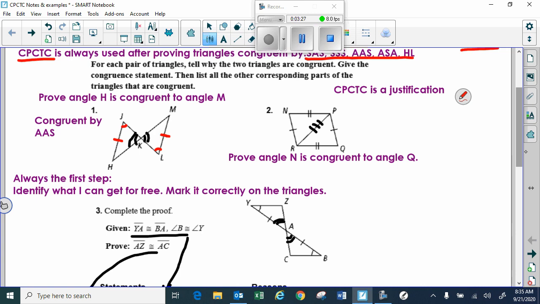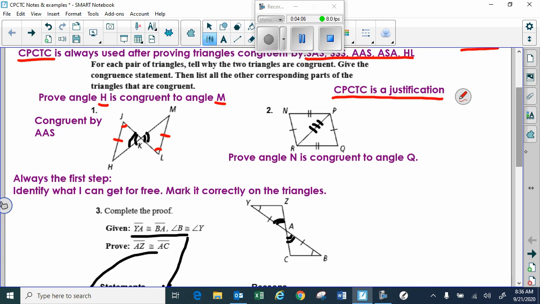Well, we've only got 3 markings on here. So now that I've proven it congruent by AAS, I can say angle H is congruent to angle M. I could also say segment HK is congruent to MK. And lastly, I could say segment JK is congruent to segment LK. Of course, I was only asked to do one of those: only angle H is congruent to angle M. And that's usually how it is. But I could have done the other 2 pieces as well. And that justification is CPCTC. Again, it's only used after you prove the triangles are congruent.